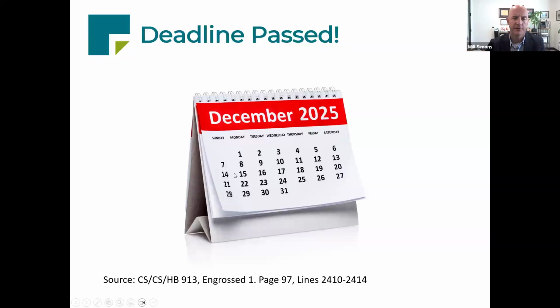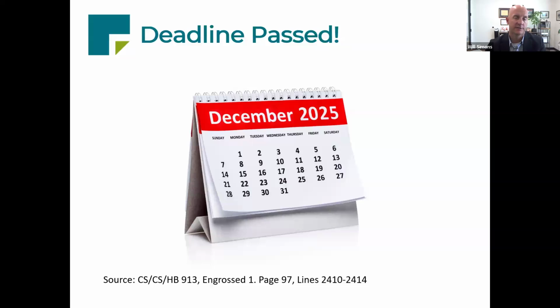But the first thing to highlight here is that the deadline has passed. If you're in a building that is 3 or more stories and you have not done your SIRS, you are in violation of Florida statute. The original deadline was December 31st of 2024. Last year, they extended that by a year to December 2025. There has been no further discussion about additional extensions.